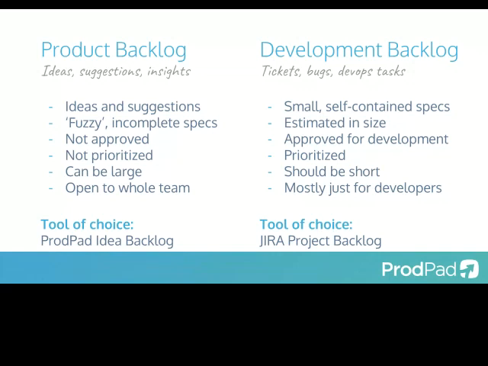So it's a relatively short, manageable list of tickets that live in Jira. Your developers should be able to autonomously pick from this list and know that they're working on the right thing and have enough information to crack on and get it done. Whereas the product backlog is something completely different.